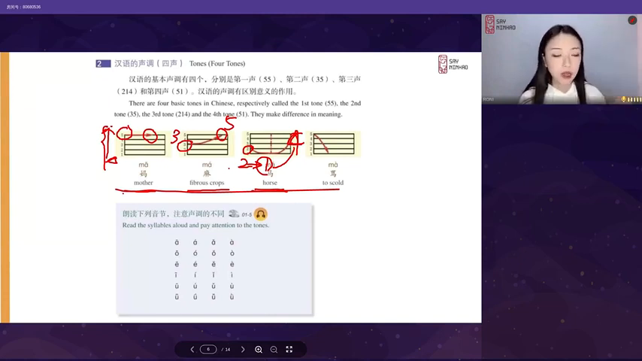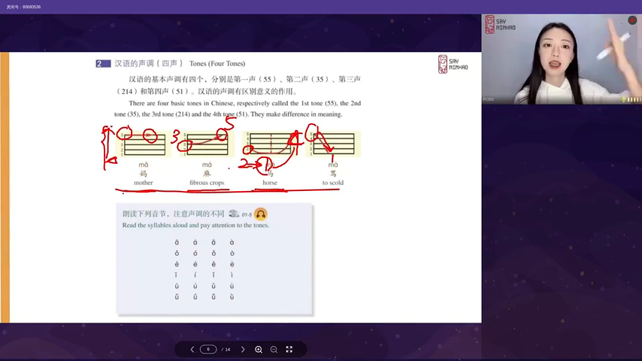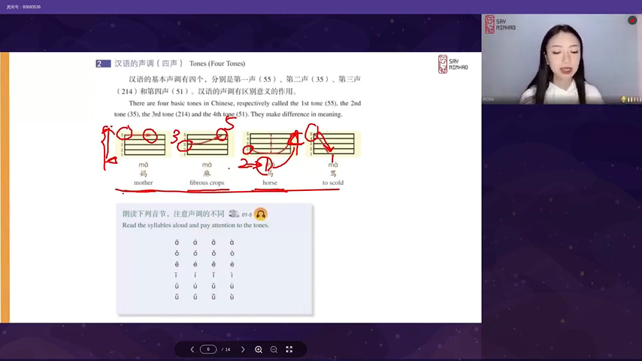And last one, the fourth tone, let's see. It started at the highest pitch and it rapidly dropped to pitch 1. It dropped rapidly, not slowly, okay? Ma. Read after me, please. So these are our four tones. First, second, third, and fourth. Ma, ma, ma, ma. These four tones.